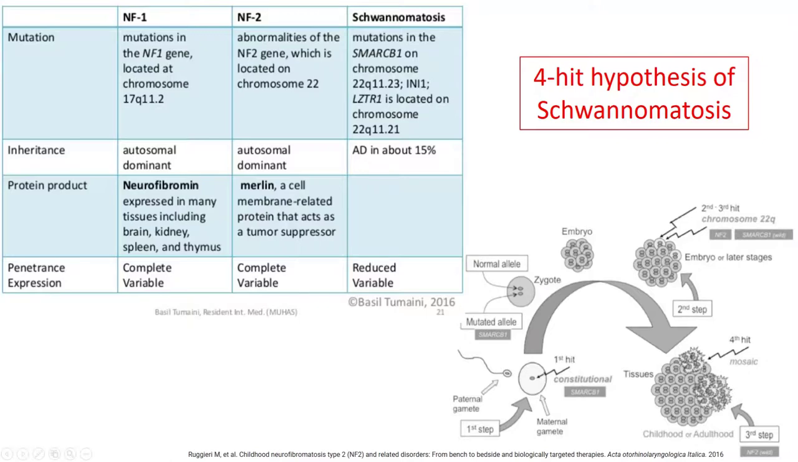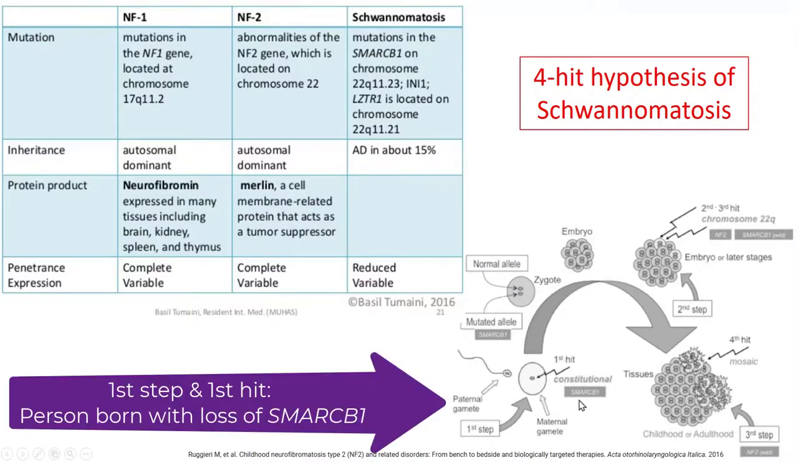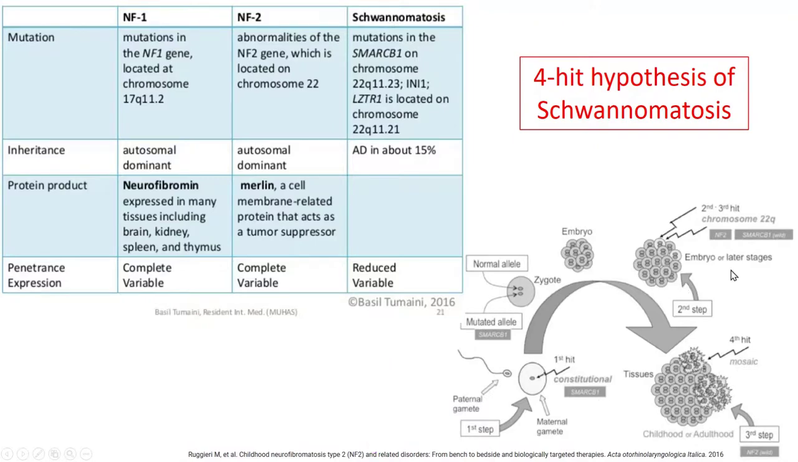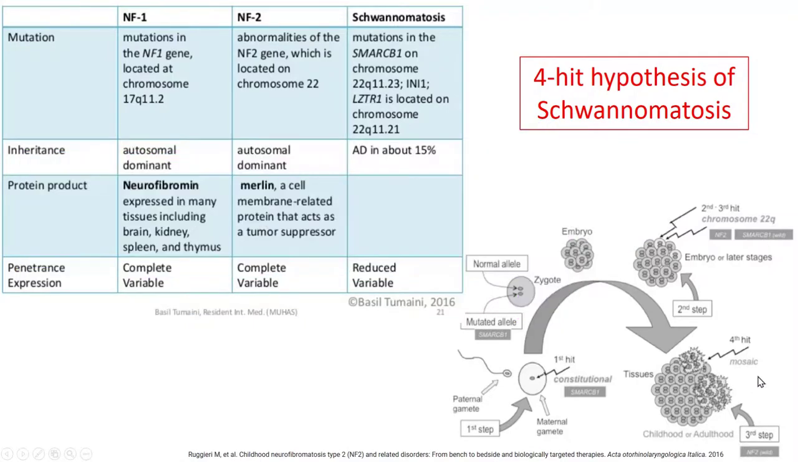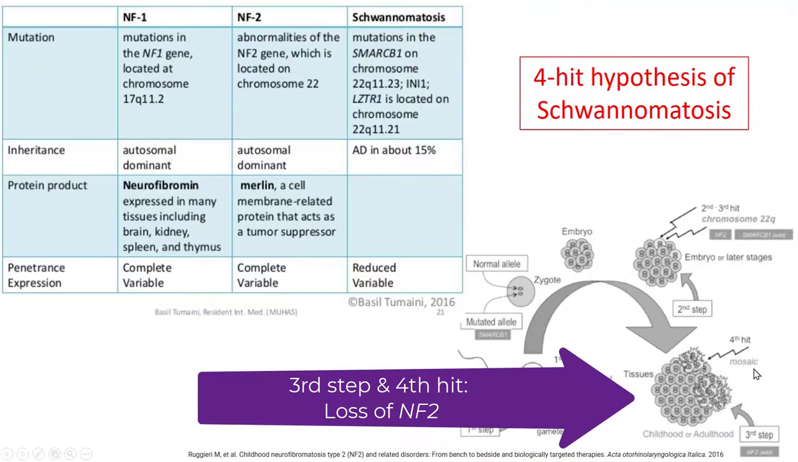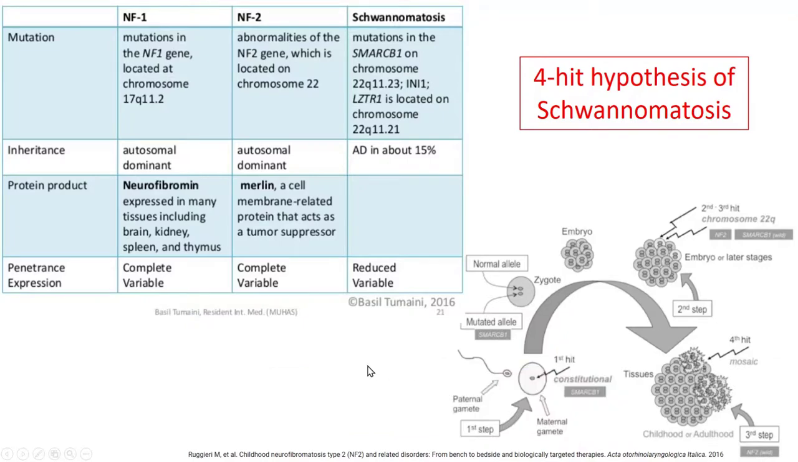So the first hit is where the person has a germline mutation, you lose SMARCB1, that's hit number one. The second action that results in the second and third hit is where there is a loss of chromosome 22 that includes both NF2 and SMARCB1 genes. And then the fourth hit is where you have a somatic mutation in the remaining NF2 gene. So it's a four-hit hypothesis for schwannomatosis.